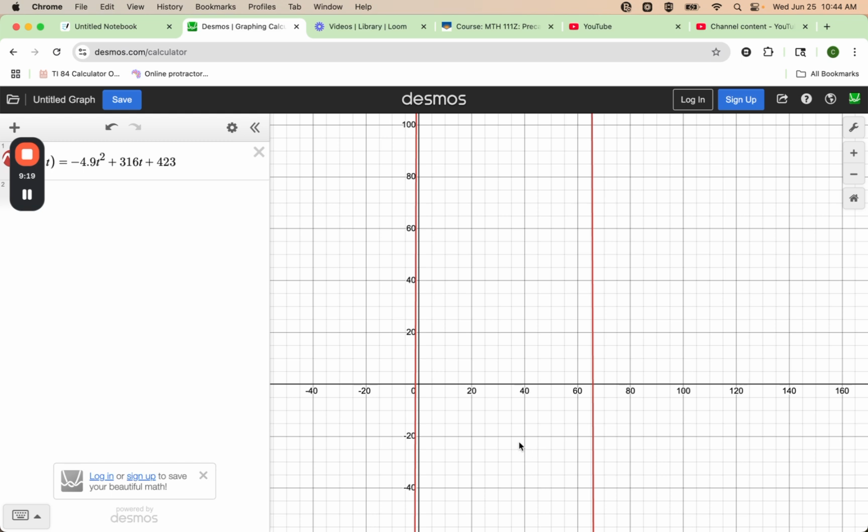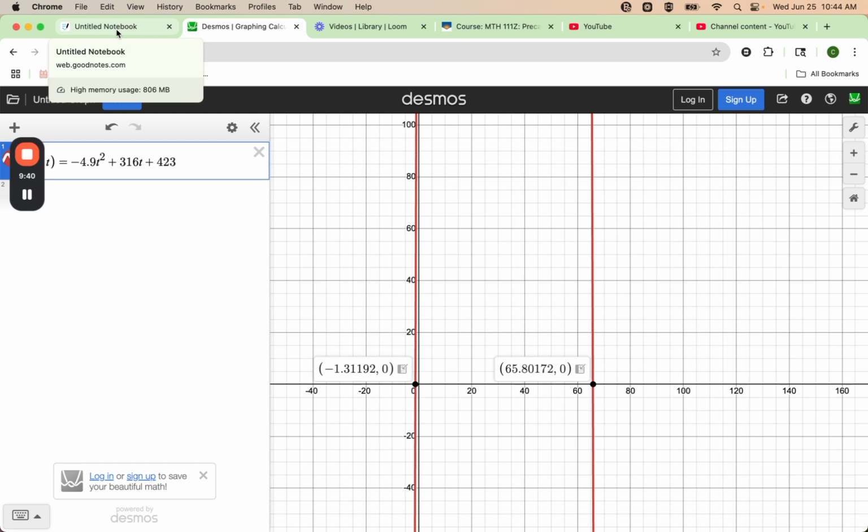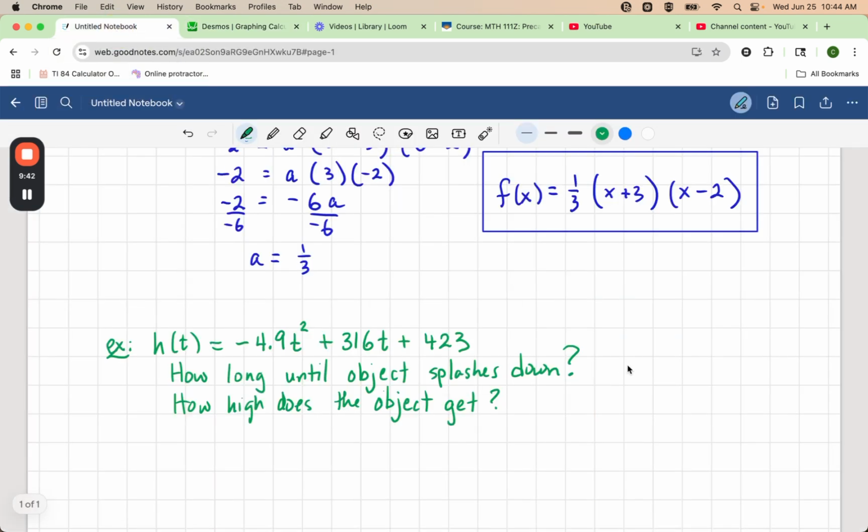Oh, it looks like you can't go backwards in time. Einstein proved that, so we can't say -1.31 seconds when it splashes down. But right here, that is the answer for how long it takes to splash down. So 65.80172 seconds. So let's write that down. So it splashes down at t equals 65.802.